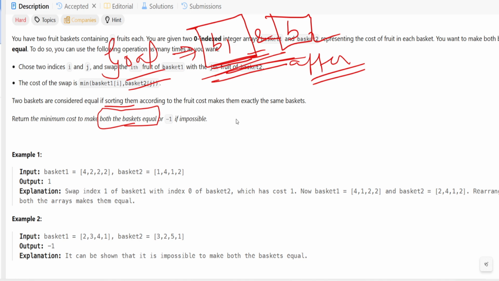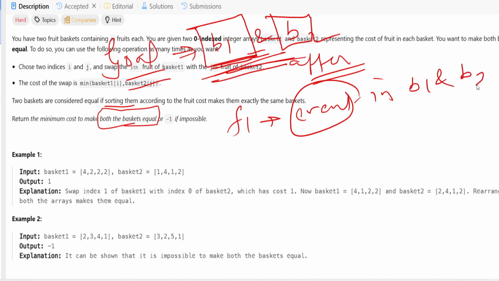If the total count of the fruit F1, F2, F3 comes out even across both baskets, B1 and B2, we have to take the count of both, right? If it is even, it means it is equivalent to splitting the total count of each fruit between the baskets. If that is happening, then we can make them equal. So this is the prerequisite to make the count. If the prerequisite is not satisfied, we will return just -1, as you can see.